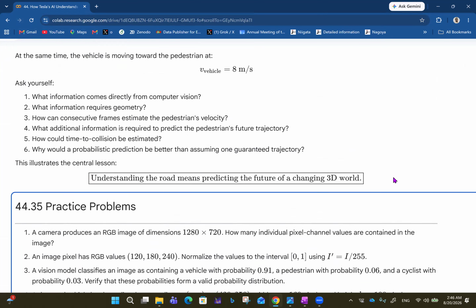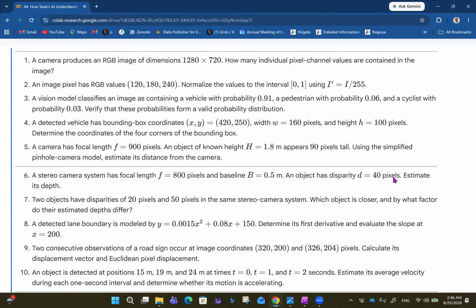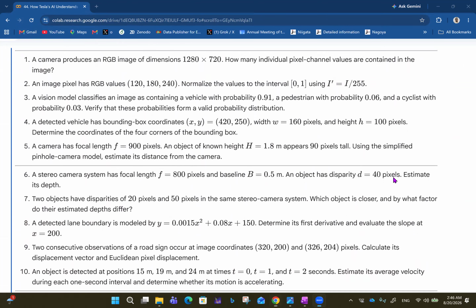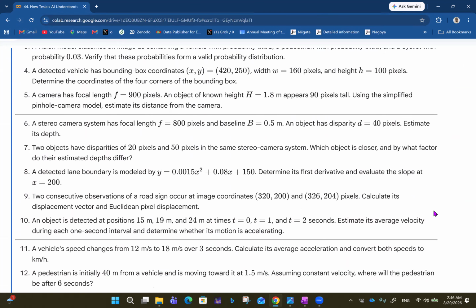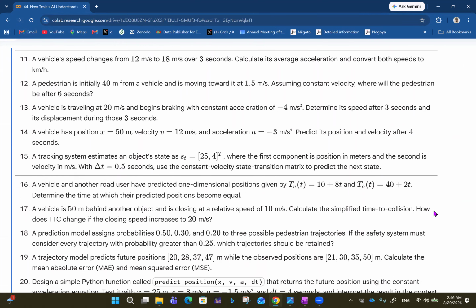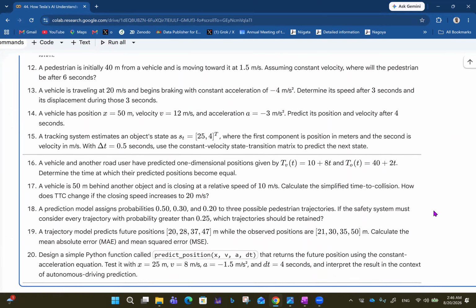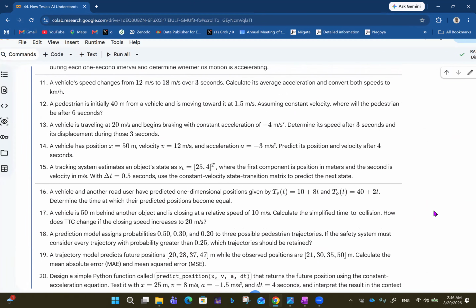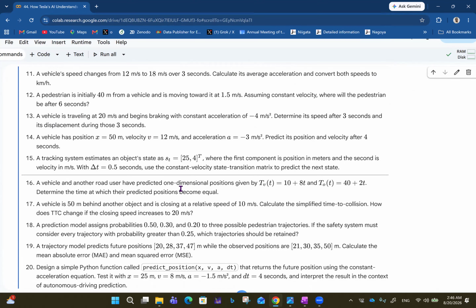Again, I'm going to flash the questions and then it will be done. So here you can see questions 1 to 10, all of questions 1 to 10 right here. I did question 6. Then you can see questions 11 to 20, where I also did question 14.